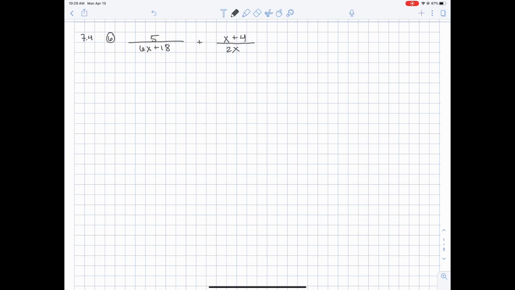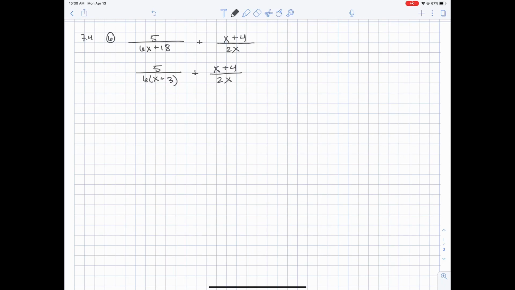Okay, first step that I need to do is factor this denominator down here. So I have 5 over 6 times x plus, not 18, plus 3, plus x plus 4 over 2x. And I need to figure out what my lowest common denominator is going to be for this one.